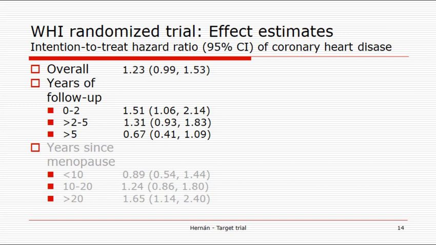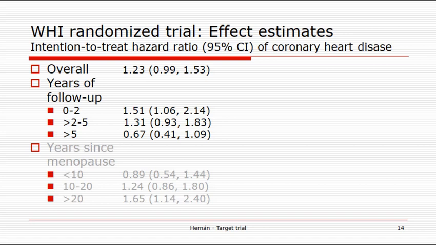Now, after 5 years, if we compare women left, these super women in the hormone therapy group, with the normal women in the placebo group, of course the super women have a lower risk of heart disease than the normal women. That doesn't have any causal role in prevention, it's just a result of the bias that we have excluded the susceptible women in the program.